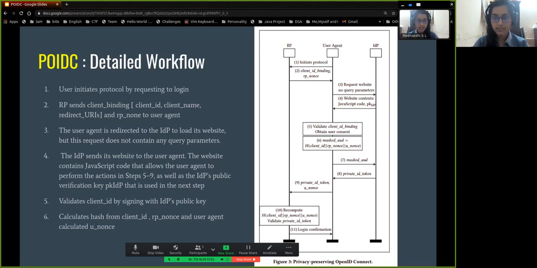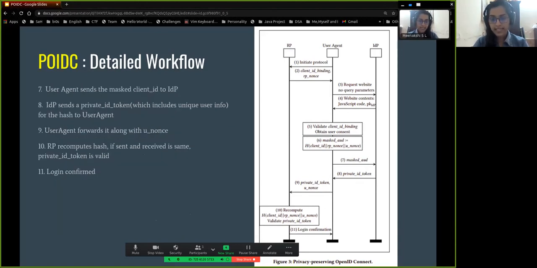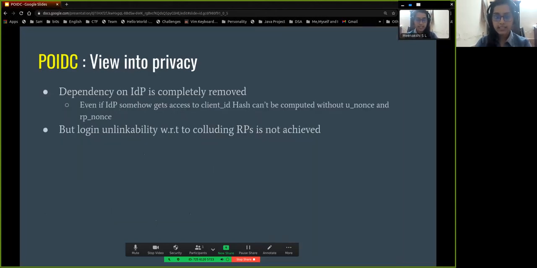Now the masked value would be sent to the identity provider, and the private ID token would be returned. The user agent would then forward the private ID token and U nonce, and then recompute the hash from client ID, RP nonce, and U nonce, and it would validate the private ID token. Once it's done validation, you would be logged in. So that is about the privacy preserving OpenID Connect.